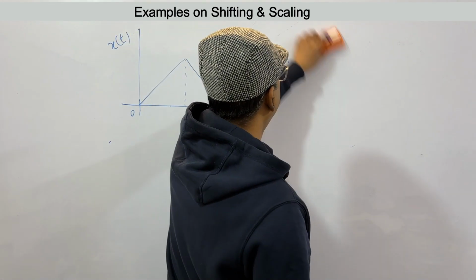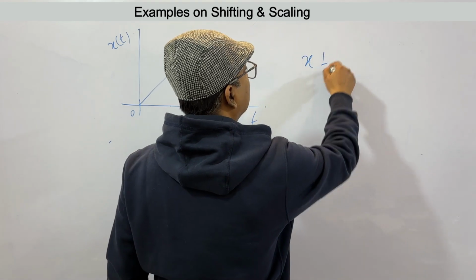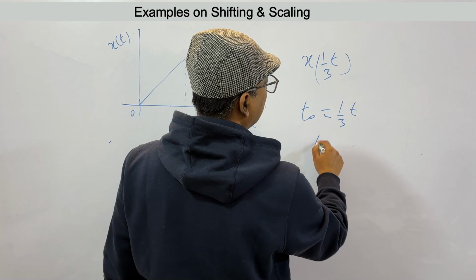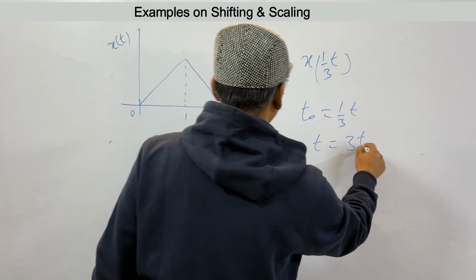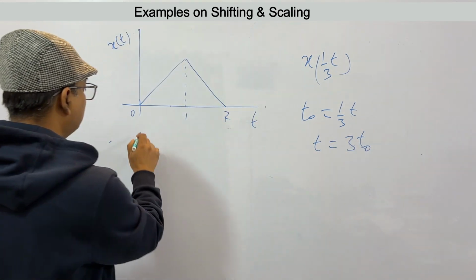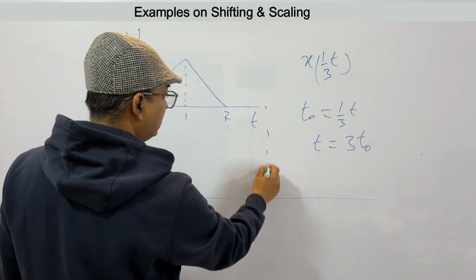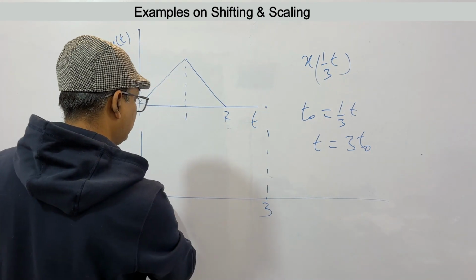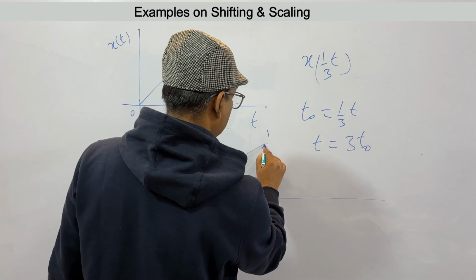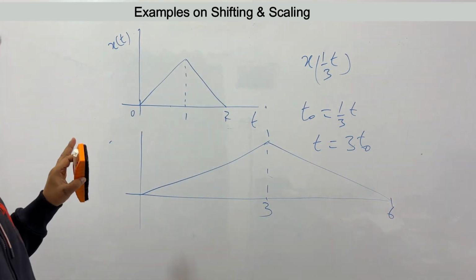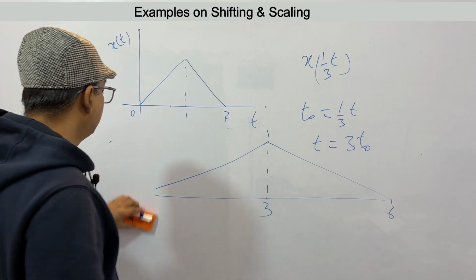Let's say we have to find x 1 by 3 of t. So our t0 is 1 by 3t. So new t will be thrice of t0. This was 1, so it will be 3. So I am doing on a scale only. 2, so this will be 3. This is 3. So our wave will be like this. This and this up to 6. Clear? So I think these things are clear to you.